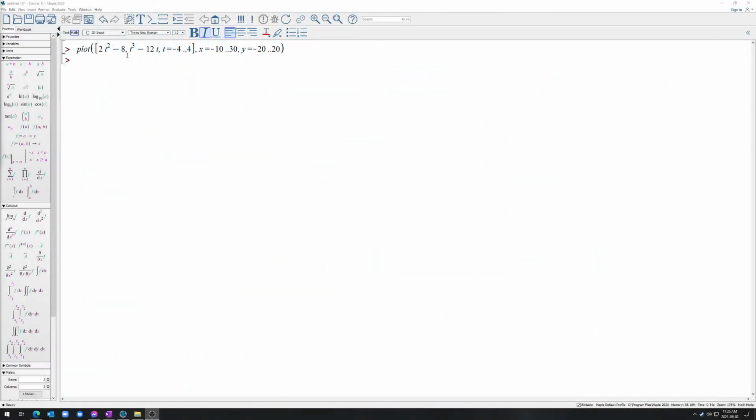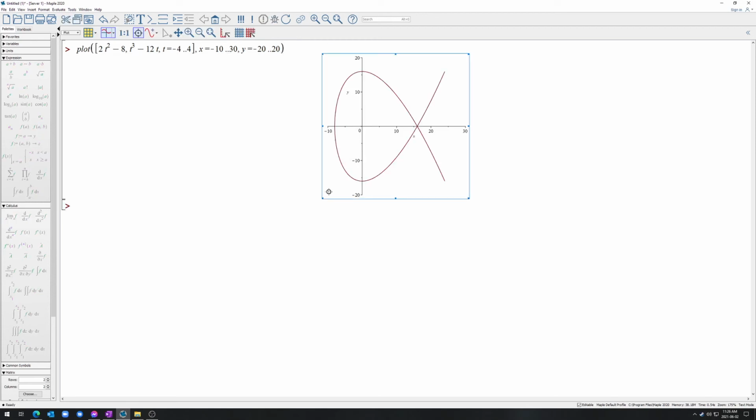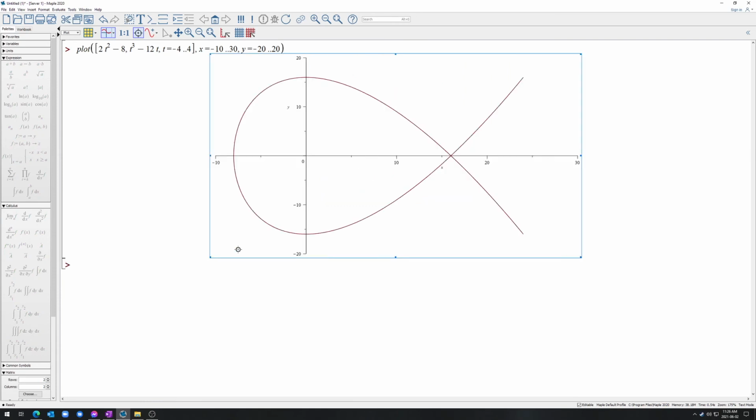All right, here in Maple you can see I'm just using the basic old plot command, and for a parametric function we actually have a list of 3 components. The first component is our function x of t, the second component is our function y of t, and the third component is our parameter domain. Here I'm plotting from t equals negative 4 to positive 4, since most of the points of interest fall within that range. And then I'm plotting this graph from x equals negative 10 to 30 and y equals negative 20 to 20. And you can see we end up with this sort of fish-looking shape here.